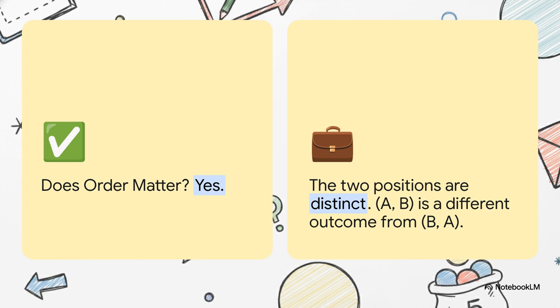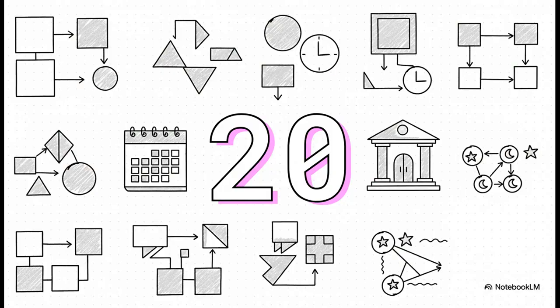Since the order creates a different result, we know it's a permutation problem. And how do we get to 20? It's easy. For that first open position, the manager has 5 employees to choose from. Once that spot is filled, she has 4 employees left for the second position. So we just multiply them. 5 times 4 equals 20. That's it. There are 20 different arrangements to test. If each one lasts a month, that's 20 months, almost 2 years before a decision has to be made.